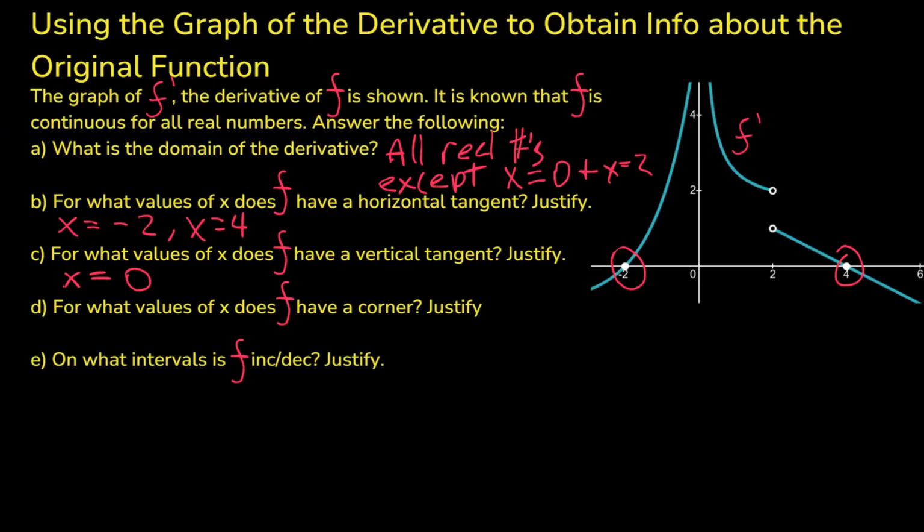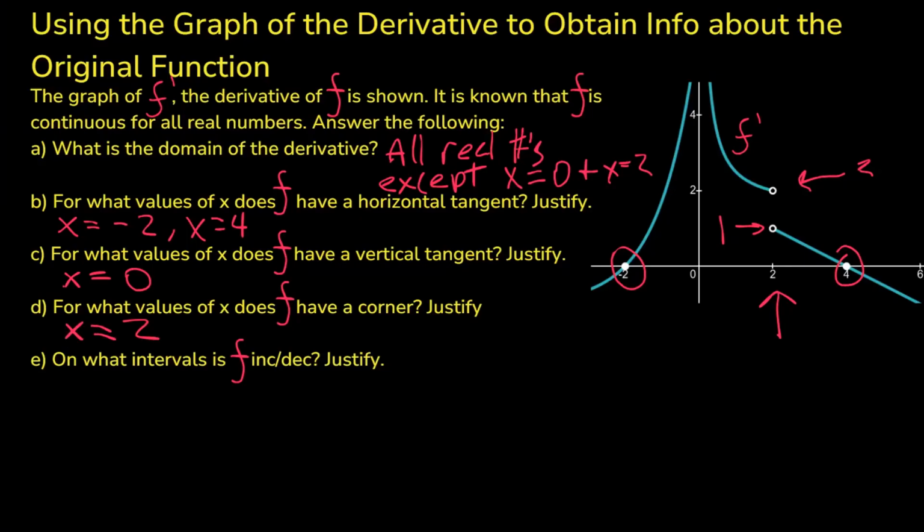Part D, for what values of x does f have a corner? Well, from the graph of f prime, we can see that at x equals 2, the value of the derivative changes abruptly from 2 to roughly 1. So these unequal one-sided limits of the derivative as x approaches 2 imply that as x approaches 2 from the left and right, the derivative has different values. So this means that the graph of f has a corner at x equals 2.